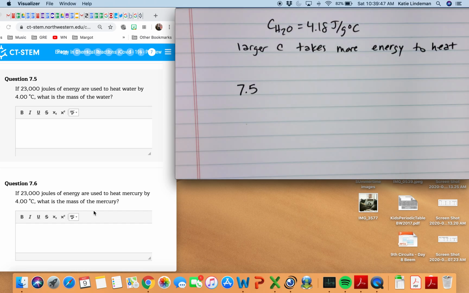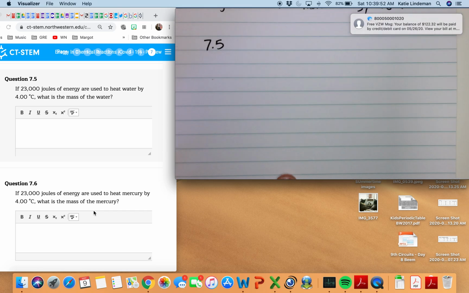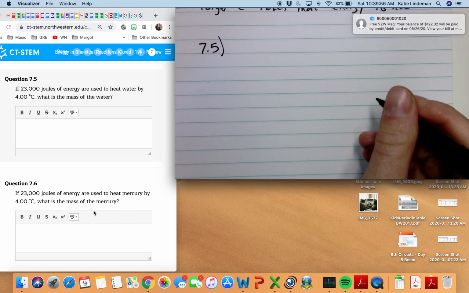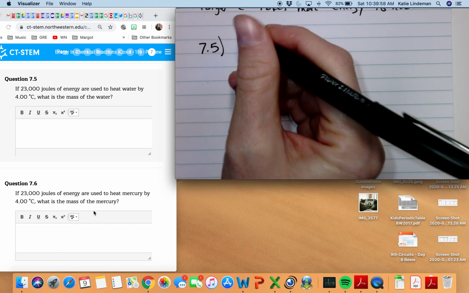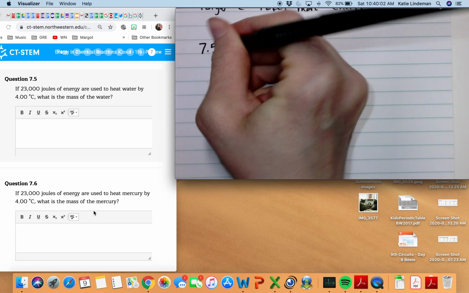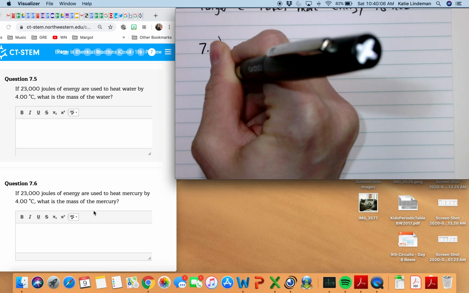Just shift things a little bit here, sorry. Okay, so 7.5. So we're given a bunch of different values here. I'm just going to write down all my variables off to the side.